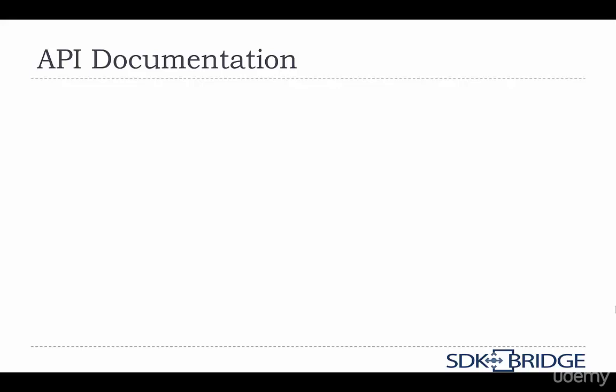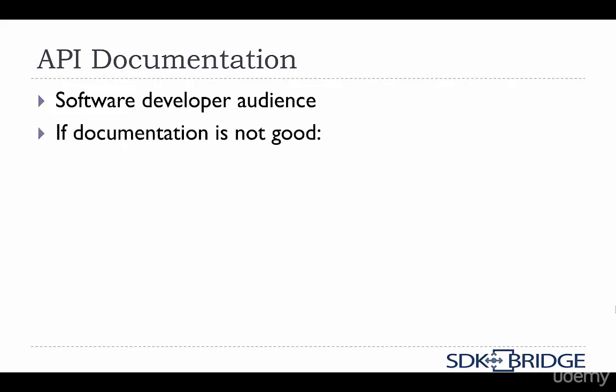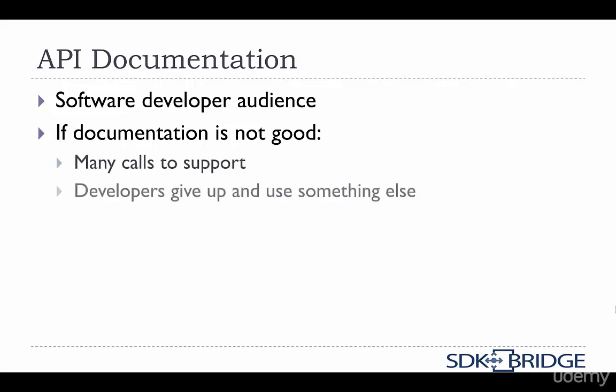When you write API documentation, you are writing for a software developer audience, and companies really want developers to use their APIs. If the API documentation is not clear, at best, developers will keep calling support to get questions answered. At worst, developers will quickly turn away and use something else.